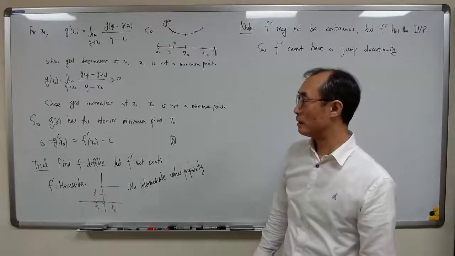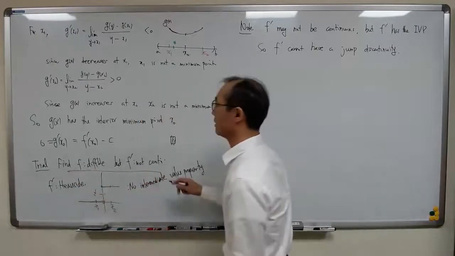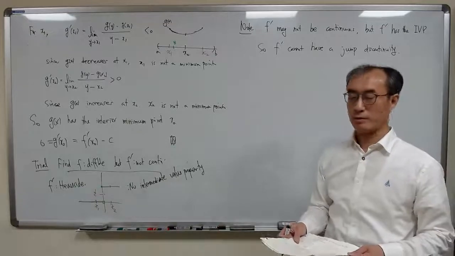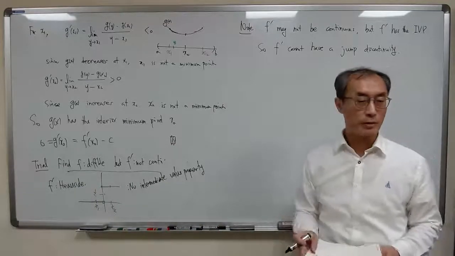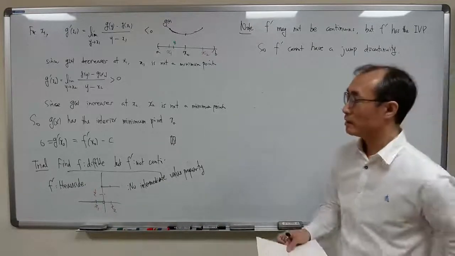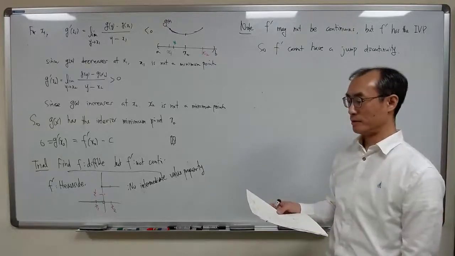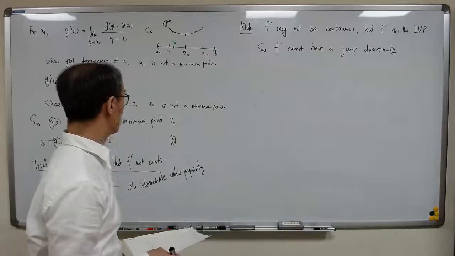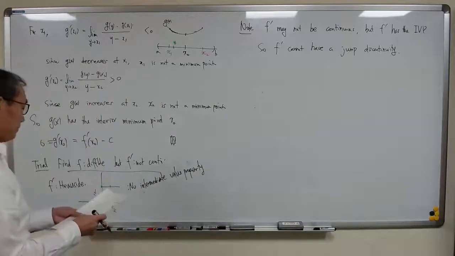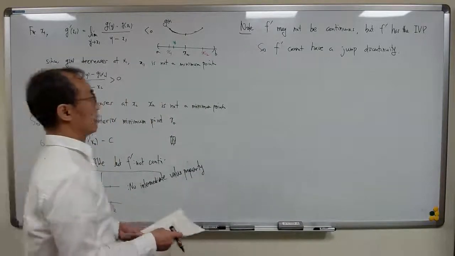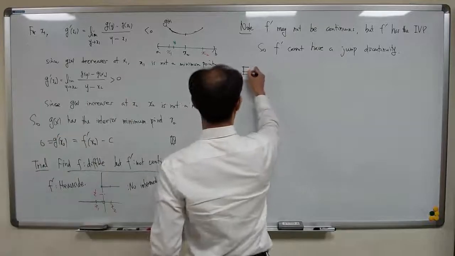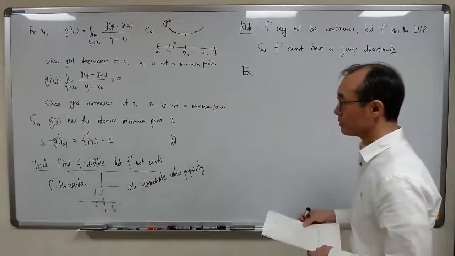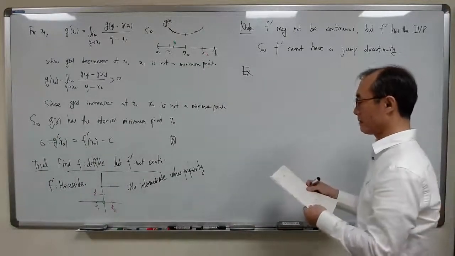Okay, then let's get back to this problem again. How can you find such an example of a function which is differentiable, however, the derivative is not continuous? Actually, this is not an easy question. Let me construct a sequence of functions like this.